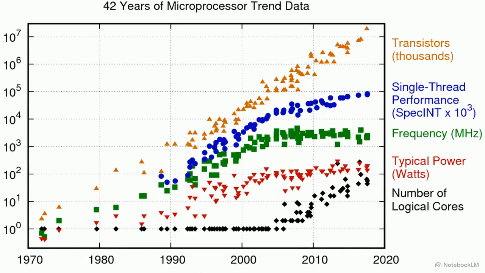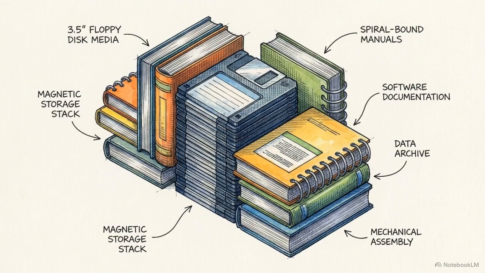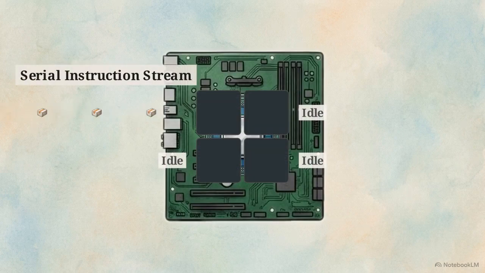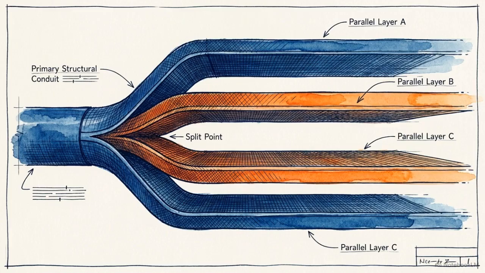Engineers adapted horizontally. The orange transistor line climbed, and the black line emerged, showing multiple cores on one chip. This hardware pivot created a crisis for legacy software. A traditional serial program executes one instruction at a time, meaning it only utilizes one core, while the rest of a multi-core processor sits idle. Capturing the performance potential of modern hardware now requires rebuilding logic for parallel execution.